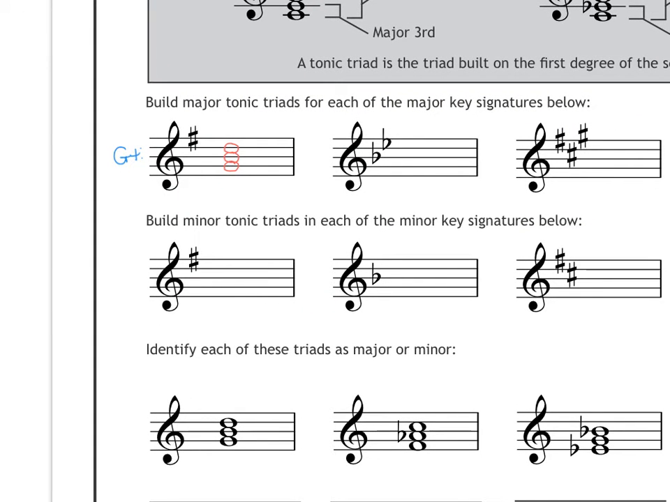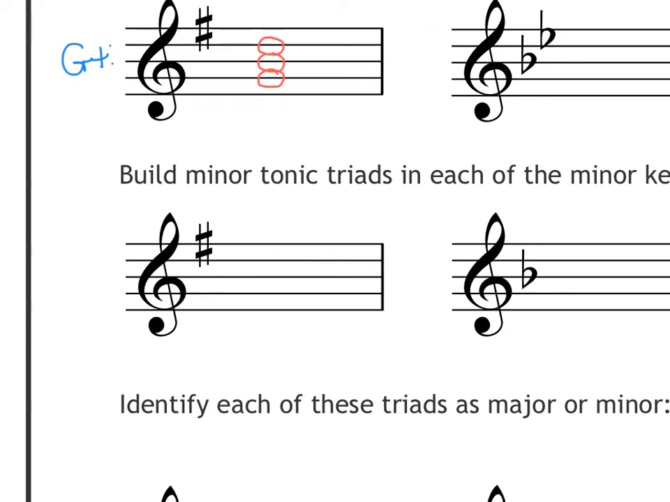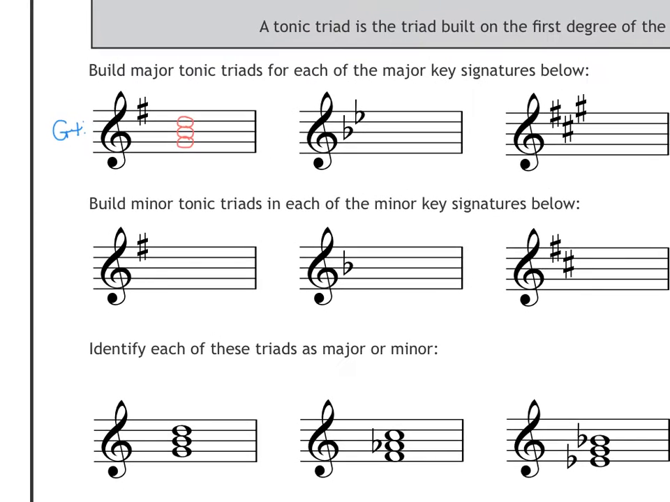Right? The first example in the second line: build a minor tonic triad in each of the minor key signatures below. Now, notice in the first example here, you have the same key signature. You have one sharp. But we're not working in the major key. We are working in the minor key. So you're going to still use that circle of fifths, but look at that inside circle where you have the minor keys. What is the name of the minor key that has one sharp? If you look at your circle of fifths, you'll see that it's E minor.